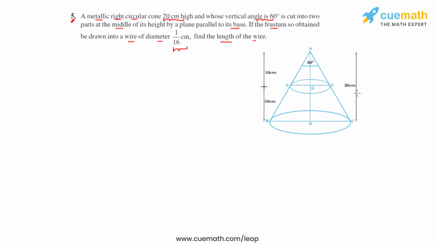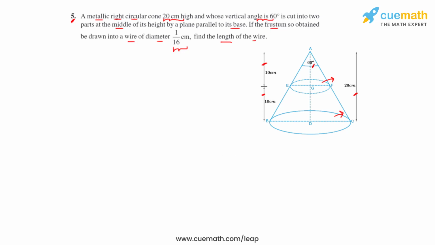This is how the metallic right circular cone looks. Its total height is 20 centimeters and its vertical angle is 60 degrees, as highlighted in the figure. Now it's cut from the middle by a plane which is parallel to the base. So EF is parallel to BC and it gets divided into two sections. The upper section is a cone itself, but the lower section is in the shape of a frustum and it has two circular ends, one at the top and one at the bottom. The two sections have equal heights of 10 and 10 centimeters because the sectioning of the cone is done from the middle of it.